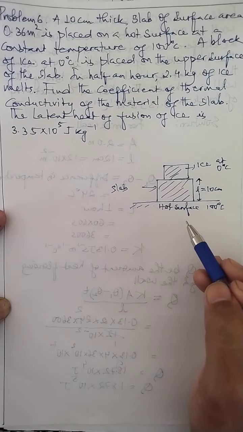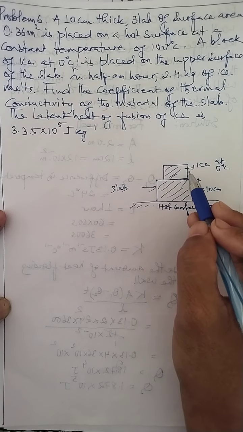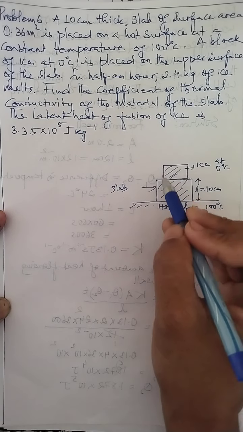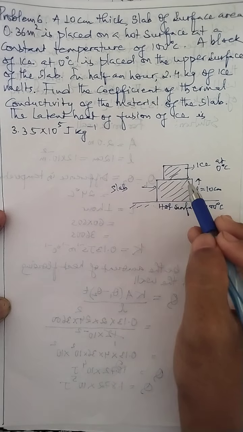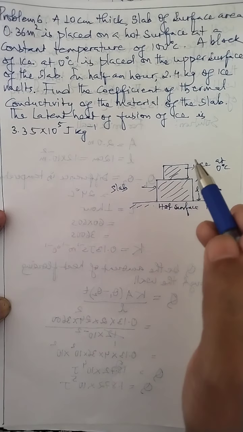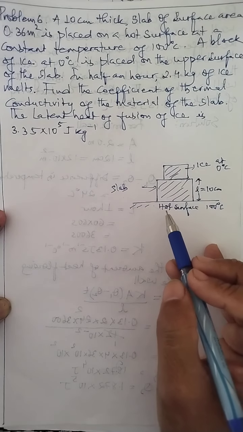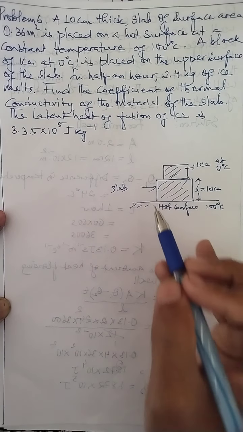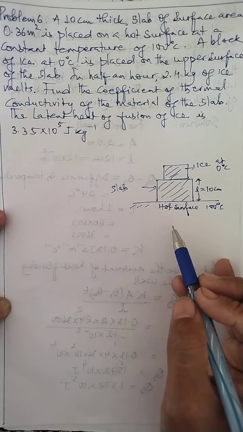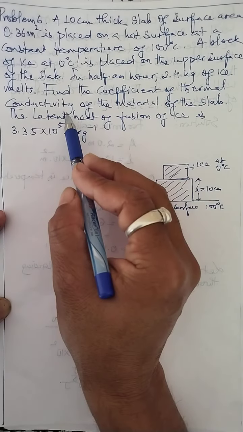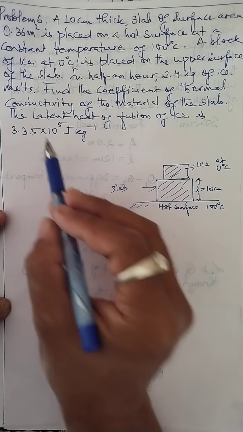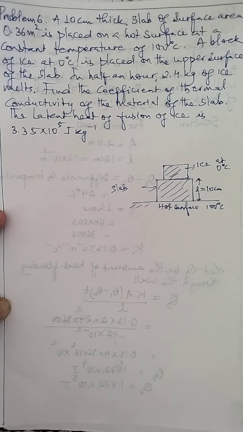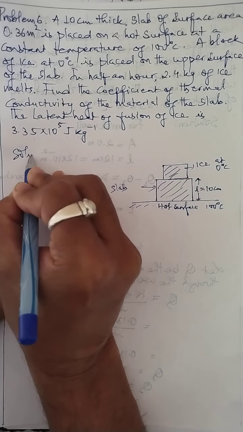Definitely heat is transported from the hot surface to the upper surface, in such a way that the ice placed on the upper surface absorbs all the heat, and after absorbing it, in half an hour, 2.4 kg of ice is completely melted. In this question you need to find the coefficient of thermal conductivity of the material of the slab, given that the latent heat of fusion of ice is 3.35 into 10⁵ joule per kg. This is an interesting question, so let's do the solution.